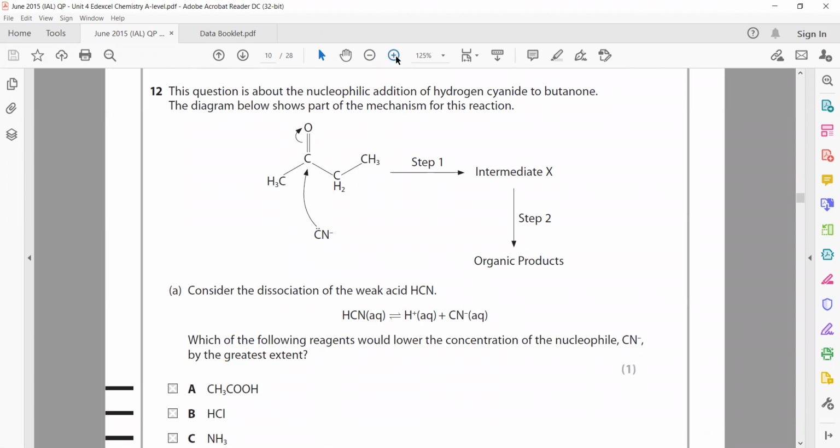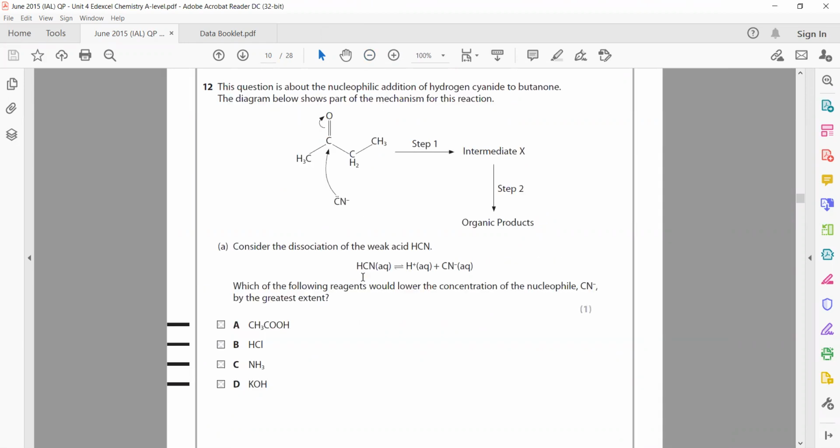Question 12, this question is about the nucleophilic substitution reaction of hydrogen cyanide with butanone. Which of the following reagents will lower the concentration of the nucleophile CN-? So if we add acid, because ethanoic acid is a weak acid, it will not increase the amount of protons much. But when we add hydrochloric acid, it increases the amount of H+, so it will shift the equilibrium towards the left hand side. As the equilibrium shifts toward the left hand side, the amount of nucleophile will decrease. That's why B is the right answer.